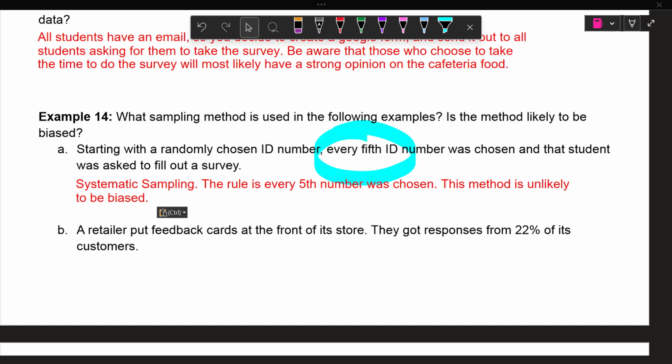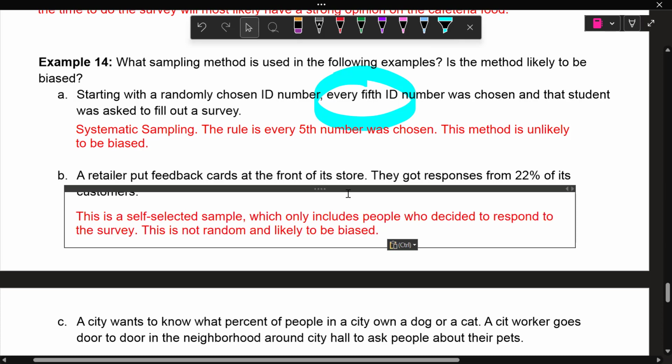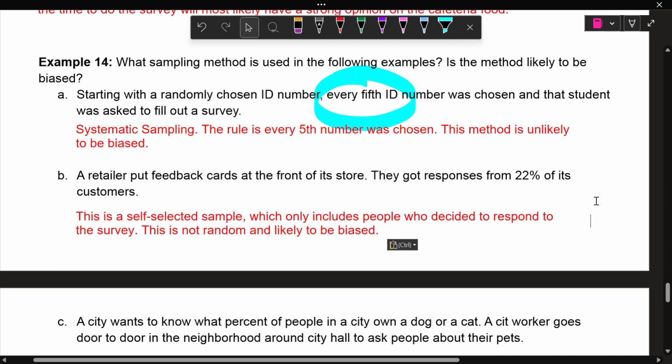Now, a retailer put feedback cards at the front of its store. They got responses from 22% of its customers. Now, there was no randomness there. Hence, there's going to be bias. And this is a self-selected sample. People who want to pick up the feedback cards will fill them out, and they either really had a good trip to the store, they bought what they needed, or they didn't. They couldn't find what they wanted, and they're upset, and they're going to let them know.